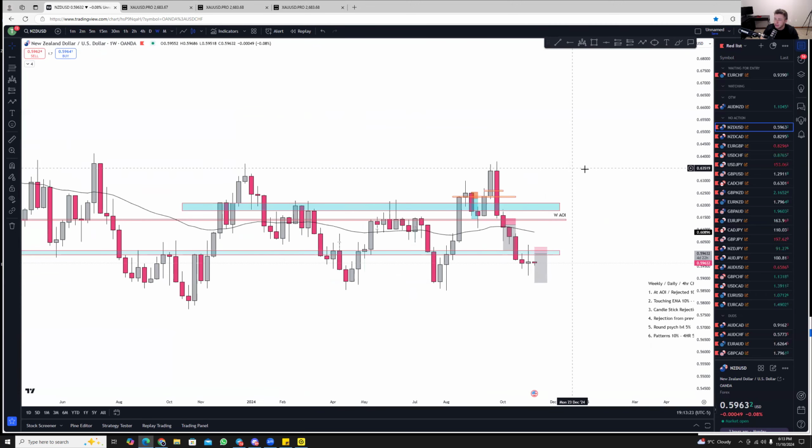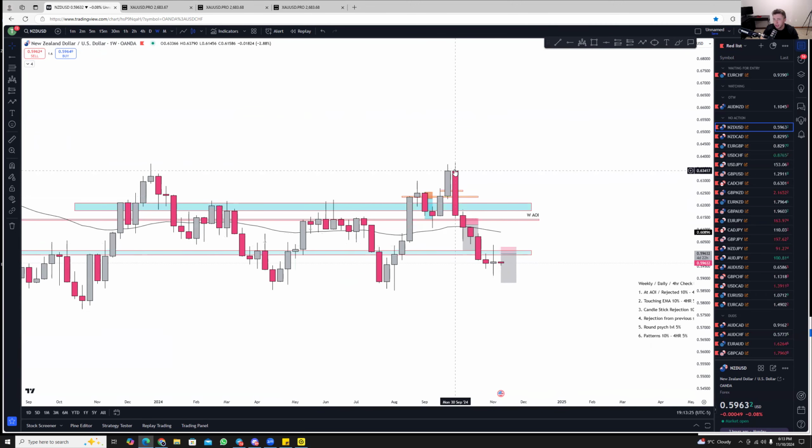Let's go to NZD USD. Weekly is bearish. Higher high, higher low. As you can see here, higher high, higher low, break, shift, and sell. This was beginning of October. We called this to you guys.